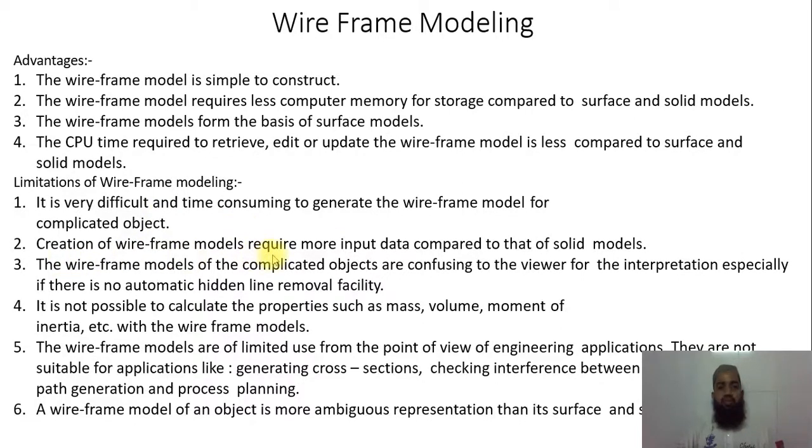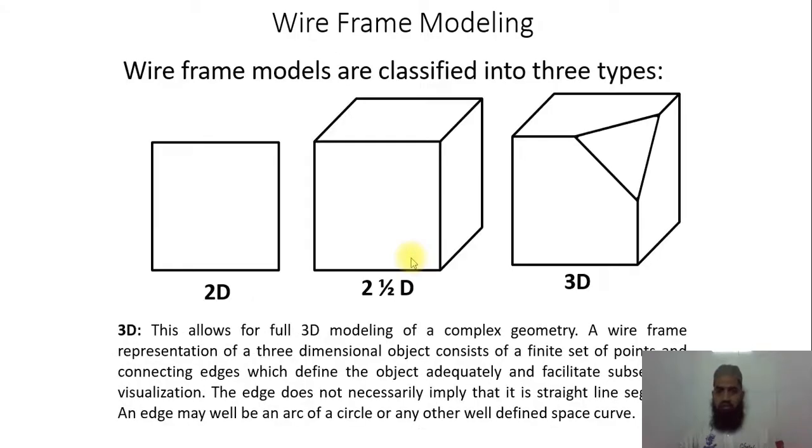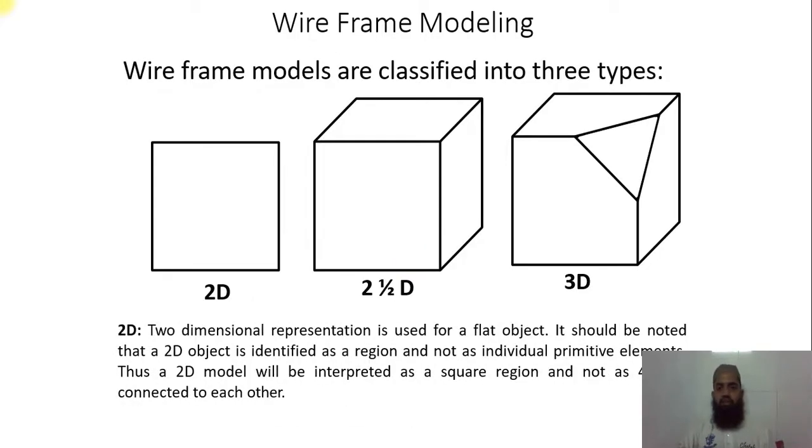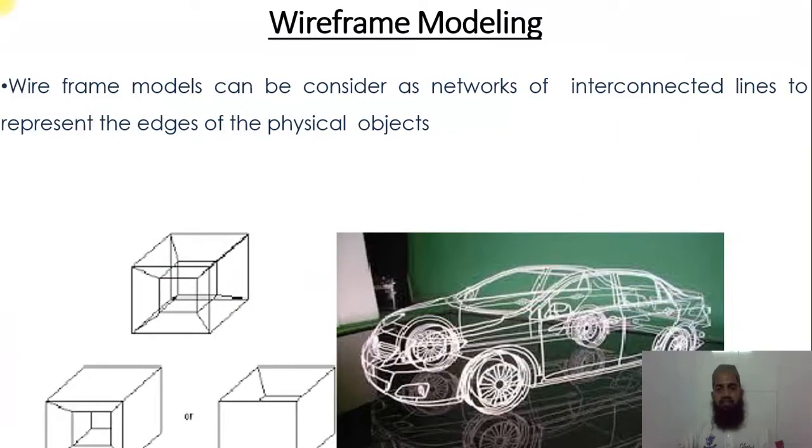Next, creation of the wireframe model requires more input data compared to that of the solid model. See, in a surface model, we only define a surface. In the case of a solid, we define only the mass and some other parameters. But in wireframe modeling, we require more data compared to these two. Why is this so? Because in this case we are defining all the points.